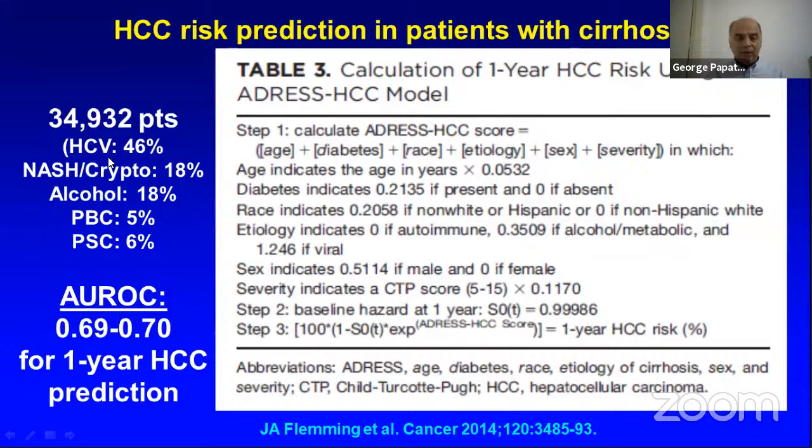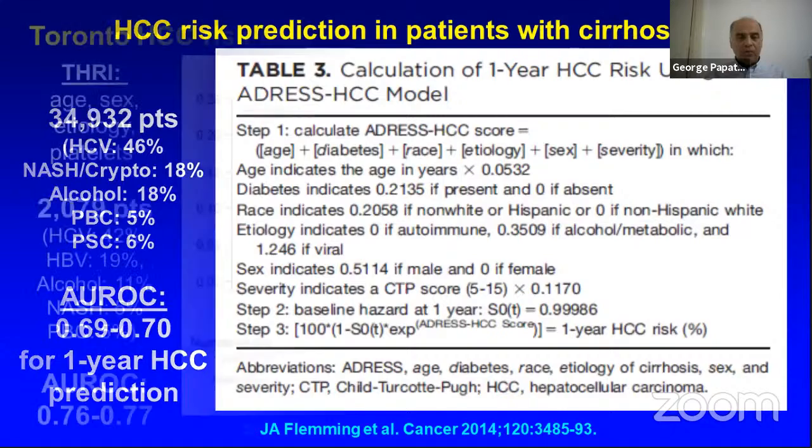46% had HCV. There were 18% of the patients who had NASH or cryptogenic cirrhosis and alcohol cirrhosis, and fewer patients with other types of liver injury. As you see, very, very few patients with HBV. And the area under the ROC curve, I would say, was moderate, around 0.70 for just 1-year HCC prediction. Age, diabetes, race, etiology, sex, and severity of liver disease were included in that score.